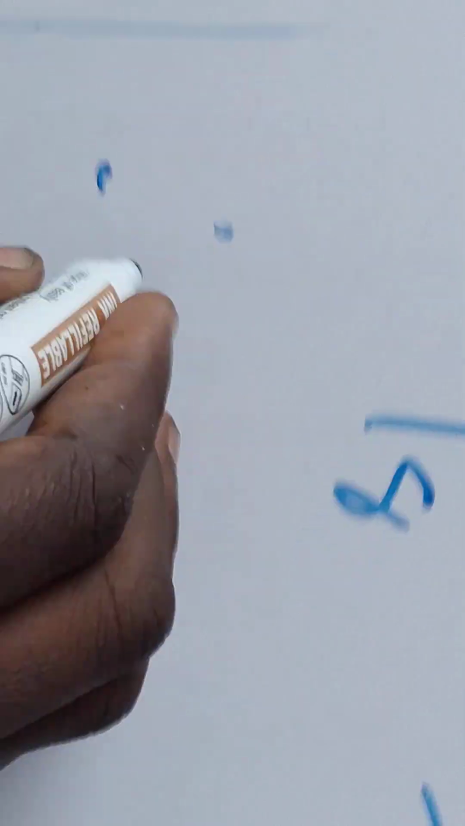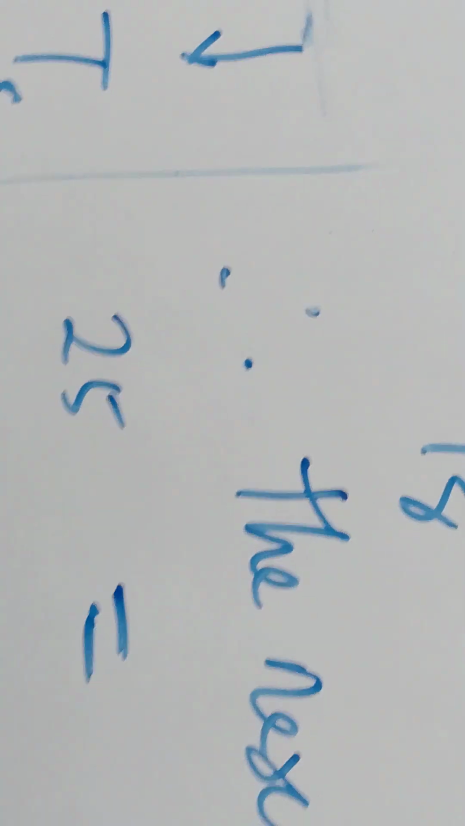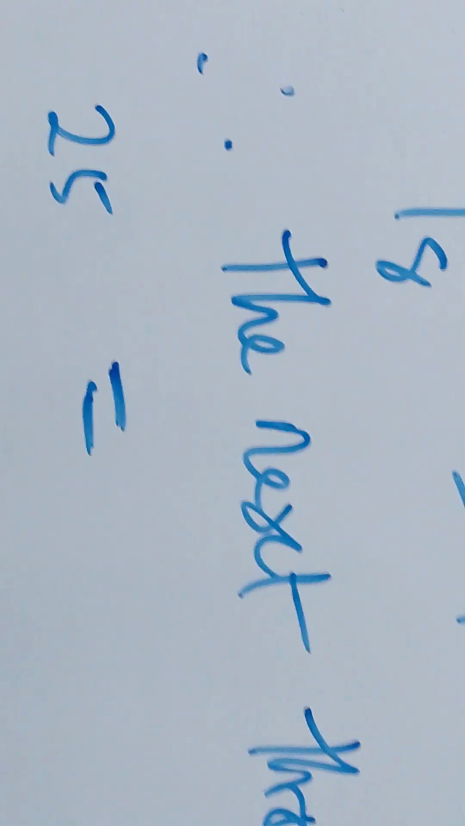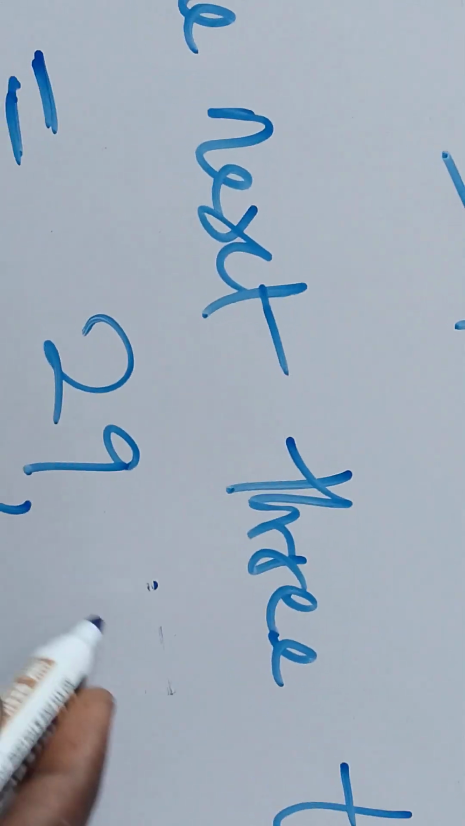So therefore, the next three terms after 25 will be 29. The next is 33. The next is 37.